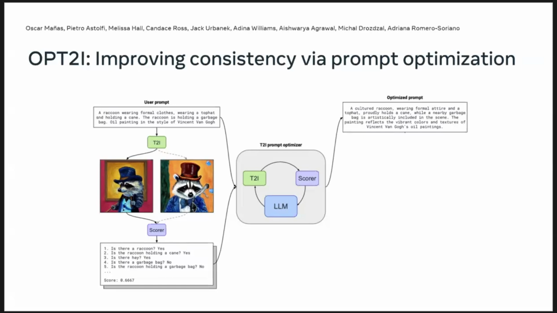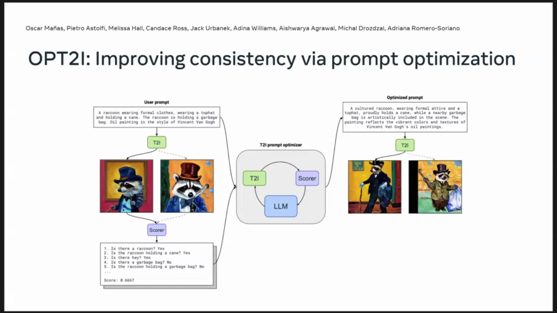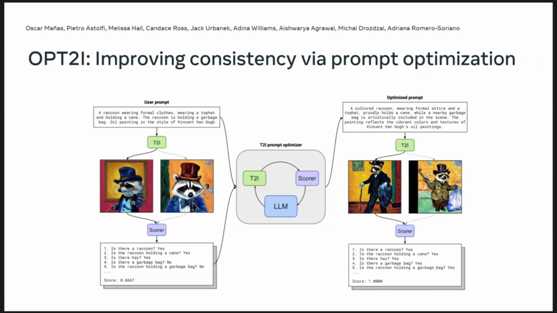And so after a few rounds of optimization, we end up with a new prompt, which I won't read, but that you have on the slide. And now if we feed this optimized prompt to the same text-to-image model, we get another set of generations. So I'm just depicting two of them in this case. And we see that now more of the elements that were requested through the user prompt do actually appear in the generated images. And so if we feed these new generations to the same scoring function as before, we see that we can improve the results.